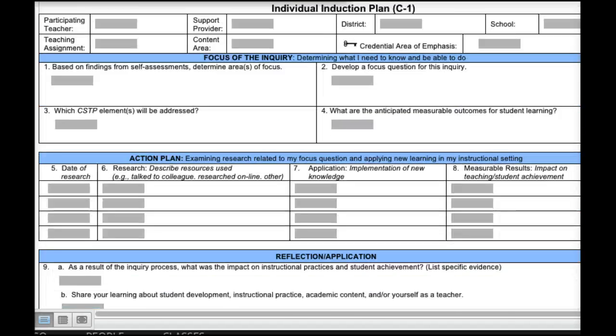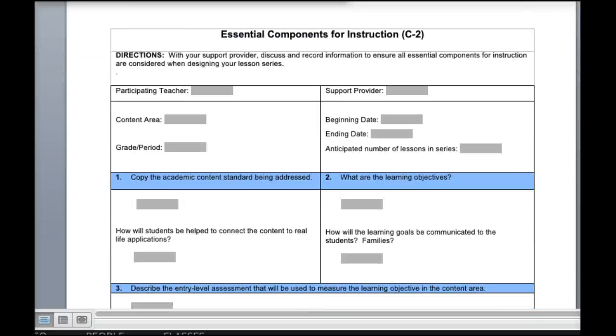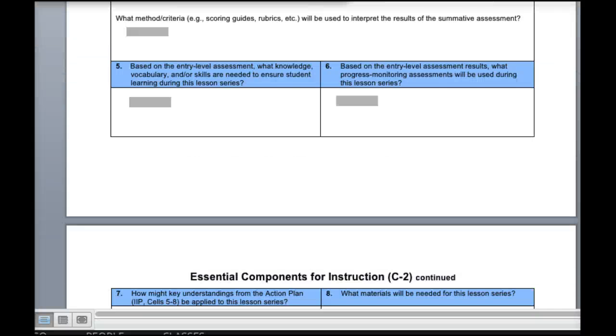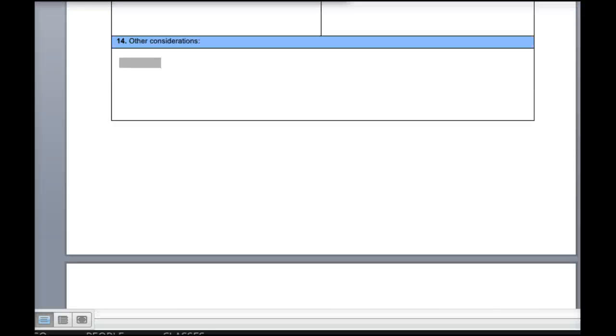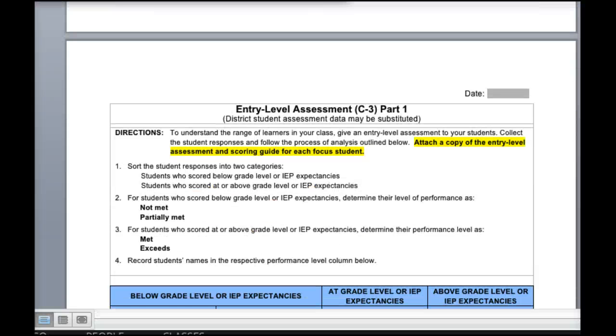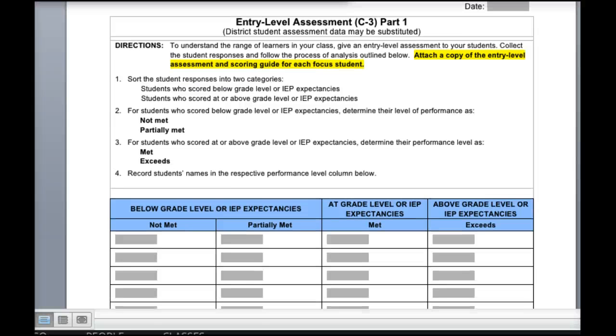We're going to pass the IIP, which we've discussed, the essential components, which have been completed prior to the beginning of your inquiry, and now we're going to come to entry-level assessment C-3 Part 1. Notice the directions. To understand the range of learners in your class, give an entry-level assessment to your students. This is the same entry level that you described in your essential components C-2. Collect the student responses and follow the process of analysis below. Attach a copy of the entry-level assessment and scoring guide for each focus student.